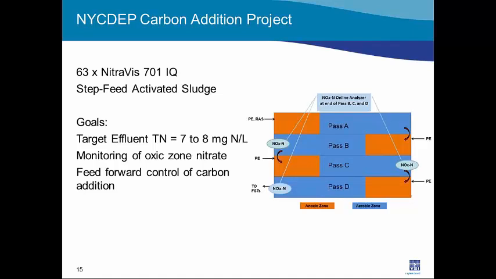They've really made a big investment in this, with 63 NitroVis 701 IQ probes to be installed at 5 of their wastewater treatment plants, which are on sensitive watersheds and require relatively strict effluent nitrogen limits.